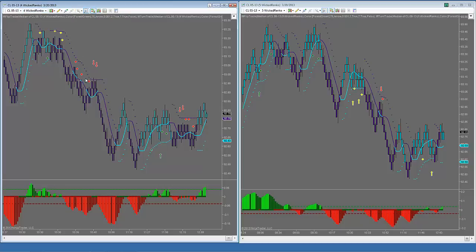All the signals you see here are what we call auto signals. These are actual trades that have qualified with all the various rules, and arrows fire. These arrows are customizable in both type and color, and also distance away from the price action.